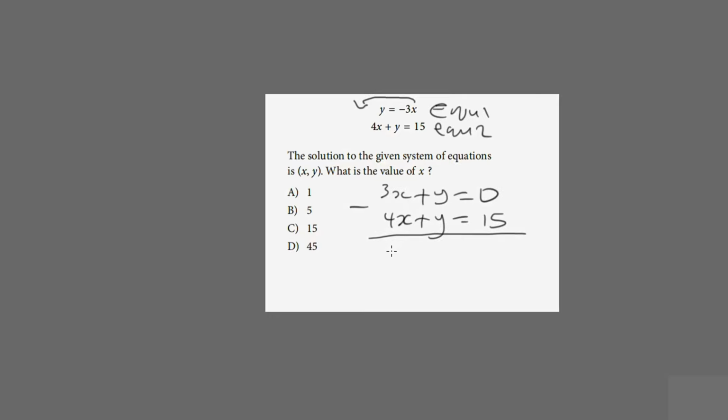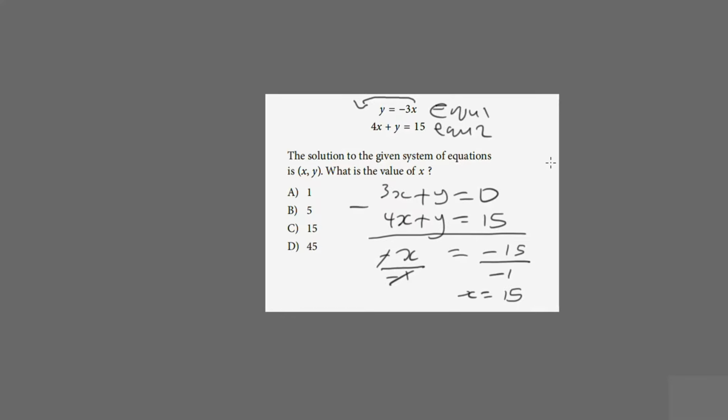3x minus 4x, we're going to have minus x. y minus y is 0, so it equals 0 minus 15, which is minus 15. Divide both sides by the coefficient of minus x, which is negative 1. Follow me, guys. So our x equals what? 15.